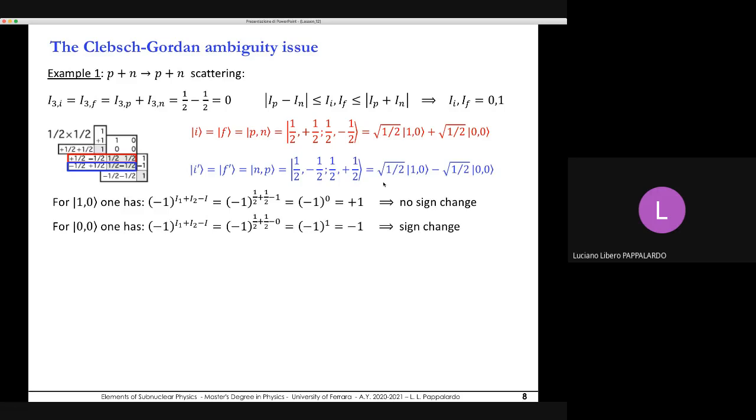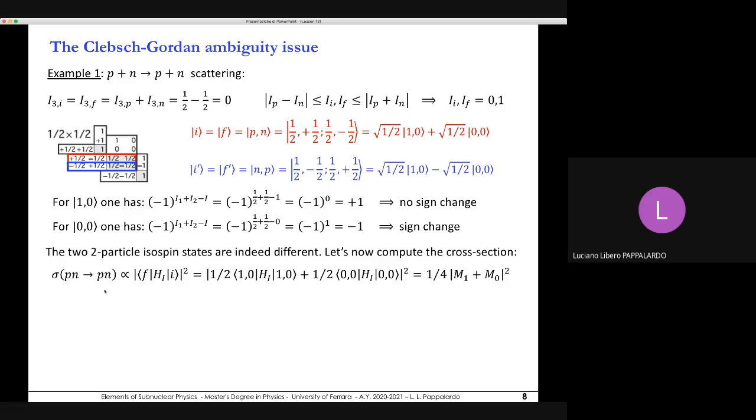On the other hand, if we now consider the 0, 0, then we have 1/2 plus 1/2 minus 0. So it is minus 1 to 1. This is minus 1. And in fact, this is why we observe here a minus sign change between the two. Now, indeed, this quantum state here and this quantum state there are different, of course. But let's now see if these affect the cross-section calculation.